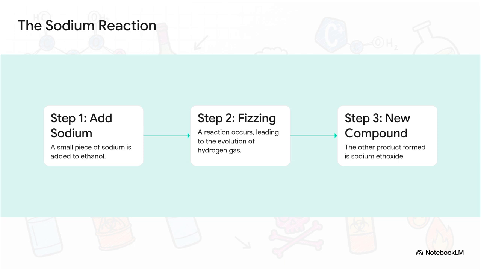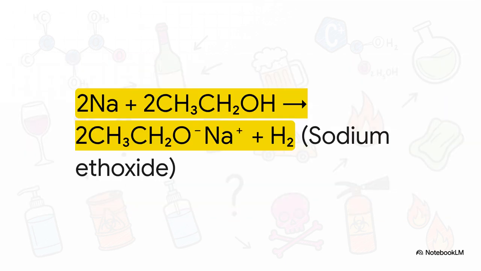In this case, it's hydrogen gas, bubbling right out of the solution, and it leaves behind a totally new compound called sodium ethoxide. And here's the full chemical story of what we just saw. 2 sodium atoms react with 2 ethanol molecules. They basically kick out a hydrogen atom from each one. And those 2 hydrogens pair up to form that hydrogen gas. This leaves the sodium to take its place, creating that sodium ethoxide.